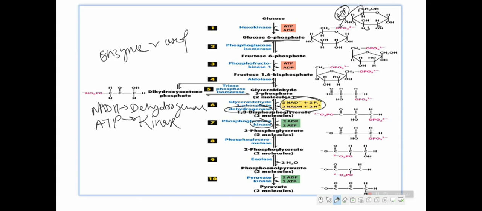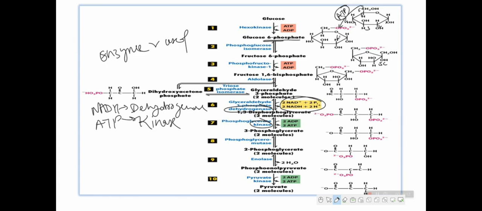Next step is conversion of glucose 6-phosphate to fructose 6-phosphate. Here is isomerization. Nothing will change, only the isomer will be changed. Here the 6 carbon cycle is present, and here the 5 carbon cycle. So here an isomerase enzyme is used.